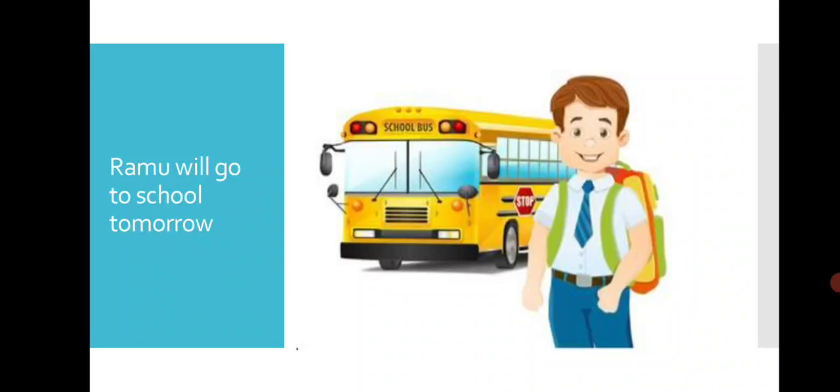So here in the example it is given Ramu will go to school tomorrow. So here this will go denotes the future form, that is Ramu has not gone yet to school. He is to go to school the next day. He will go to school the next day. Today he has not gone to the school. He will go to school tomorrow. So this tomorrow denotes the future form. So this will be an example for future tense.